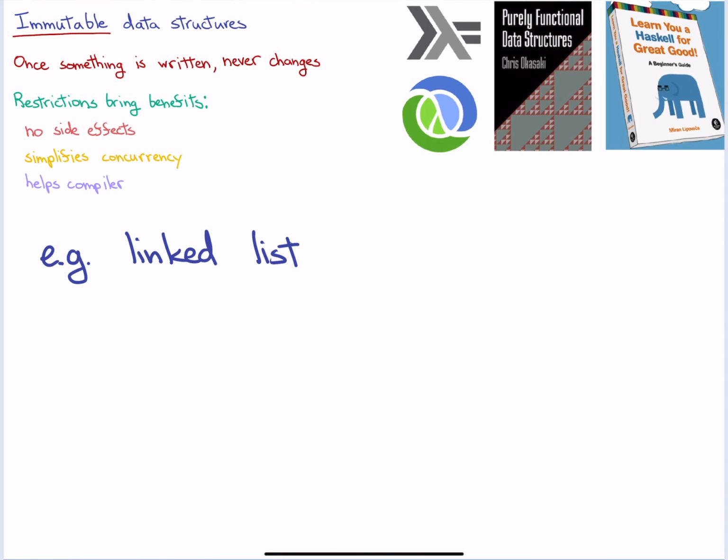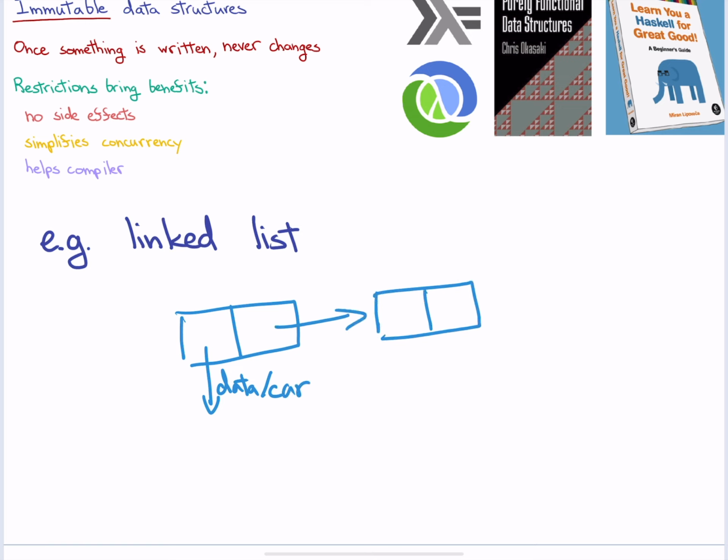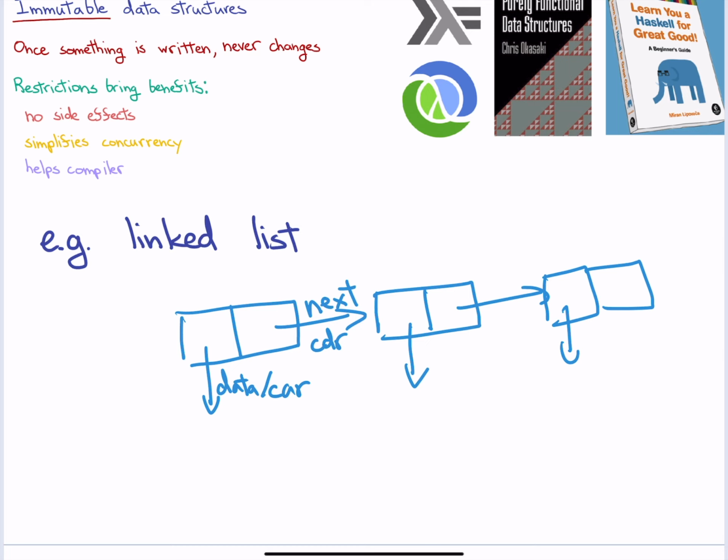So maybe I'll mention a really simple example of an immutable data structure that's really important. For example, in Lisp, it's just a linked list. A linked list will have nodes that just have two fields. One goes to the data, which in Lisp is called the car, and the other goes to the next node in the list, sometimes called the cdr. So this way you can make a huge string of data.